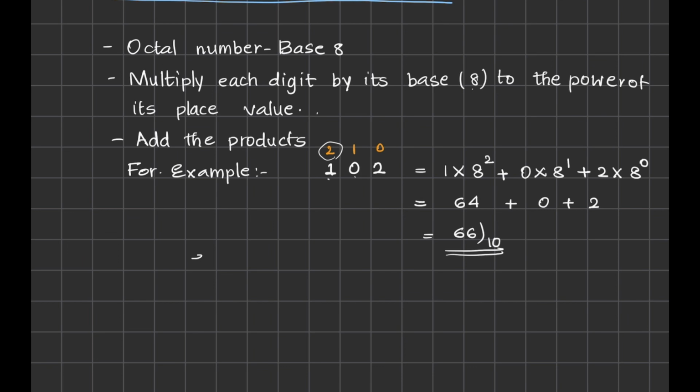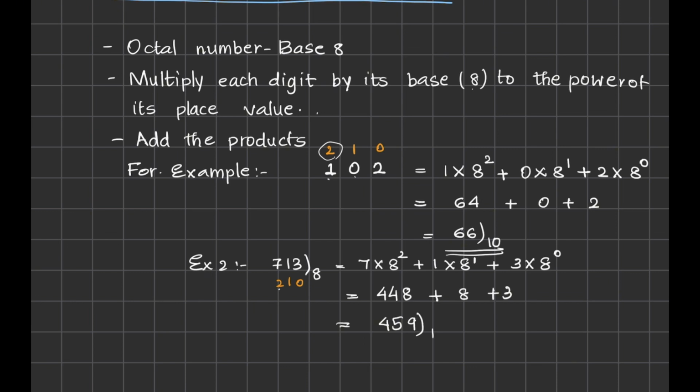Take a look at another example here. We have another number, which is 713 in octal. Here the place value of 3 is 0, the place value of 1 is 1, and the place value of 7 is 2. The answer is going to be 7 into 8 to the power of 2 plus 1 into 8 to the power of 1 plus 3 into 8 to the power of 0. So the answer is going to be 448 plus 8 plus 3, which is equal to 459 in decimal.